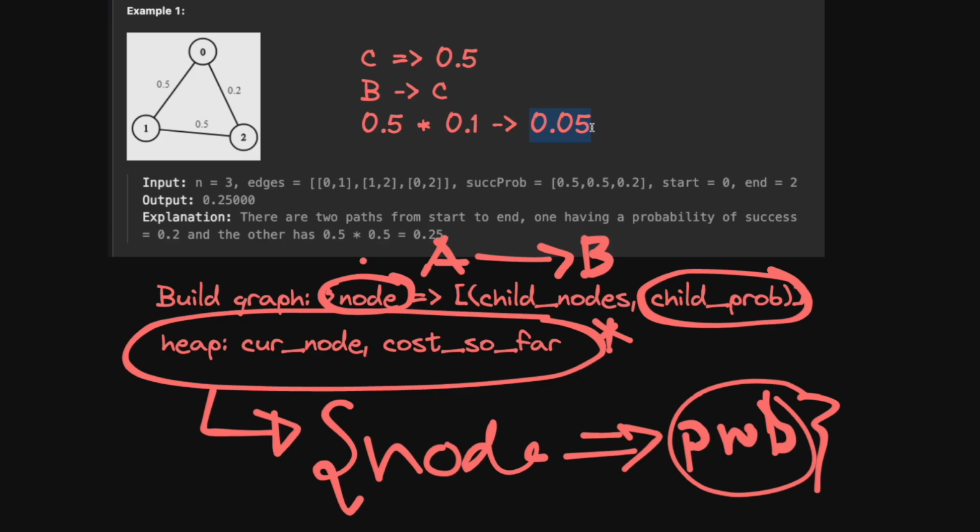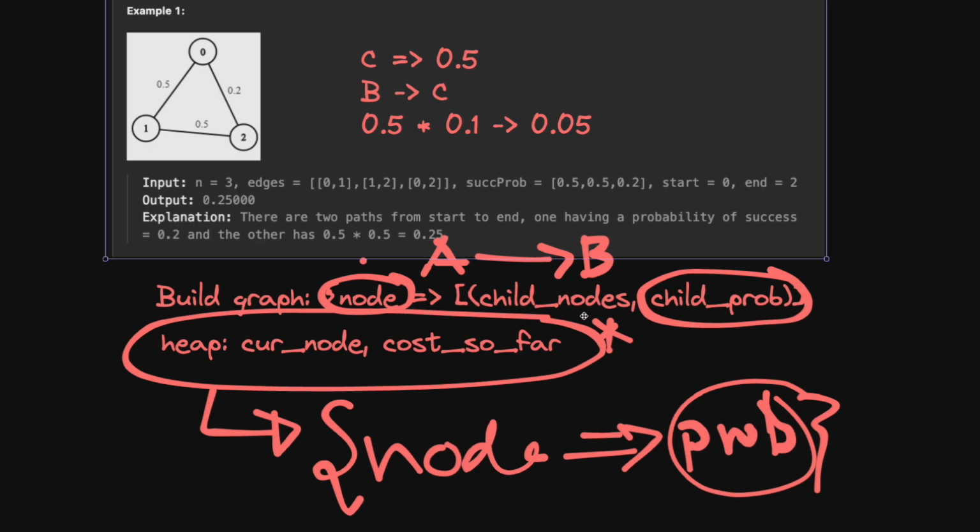If taking a given edge will actually improve our chances of getting to the next node, then we want to take it. We want to add that current node and whatever the current cost is to our heap and keep going. And the problem will end when we actually get from whatever the start is to the end. So that's the general intuition here.